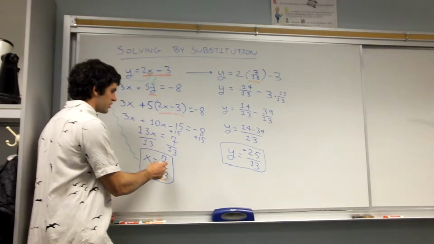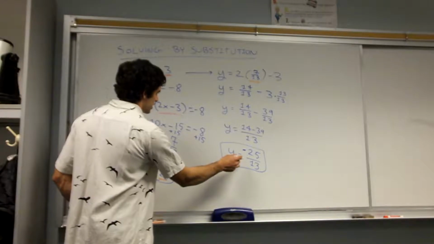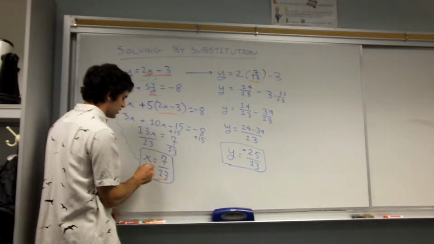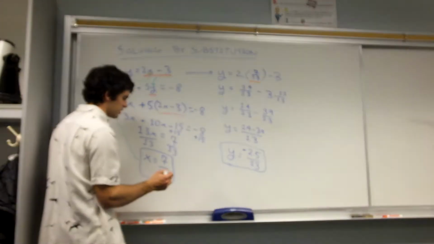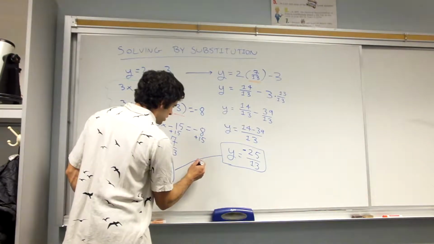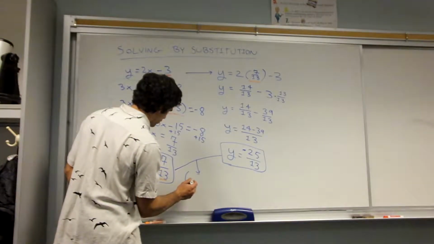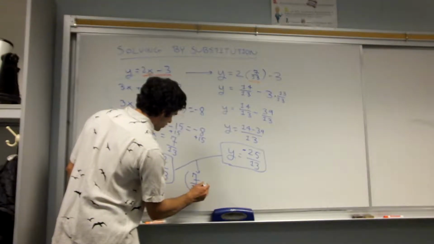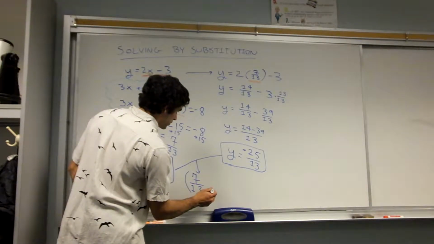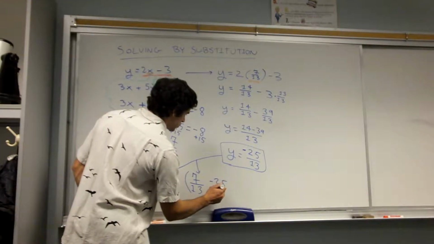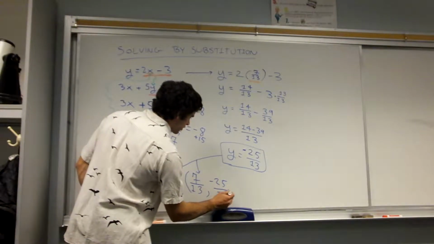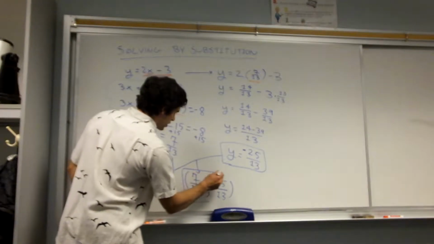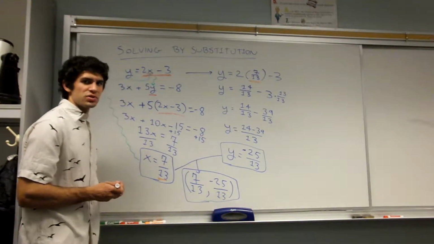So we can either leave our answer like this, where we have y is equal to negative 25 over 13 and x is equal to 7 over 13, or we could also just write our answer as a coordinate point, 7 over 13, and then negative 25 over 13. And that would be our answer. So not too bad, right?